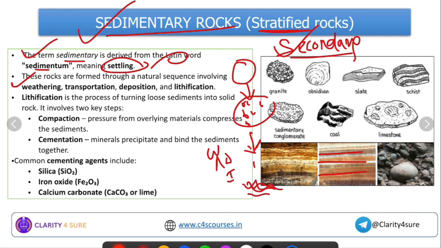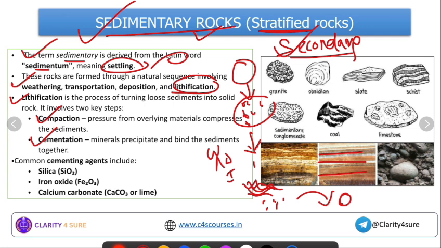Okay, and after deposition, the process called lithification happens and these sedimentary rocks are formed. So what is lithification? Lithification is a process of turning this sediment into solid rock, which involves two key steps. First is compaction and second is cementation.